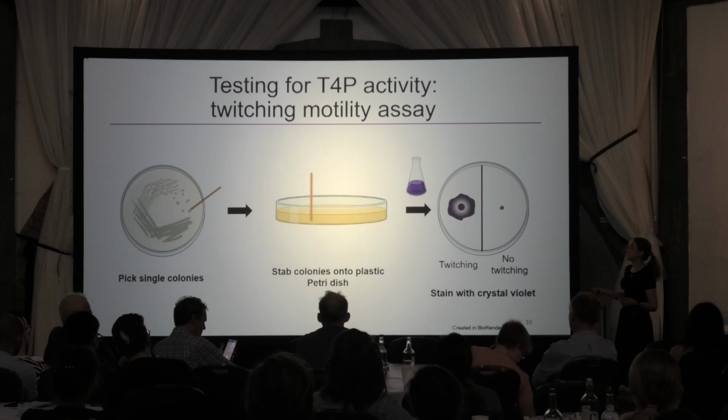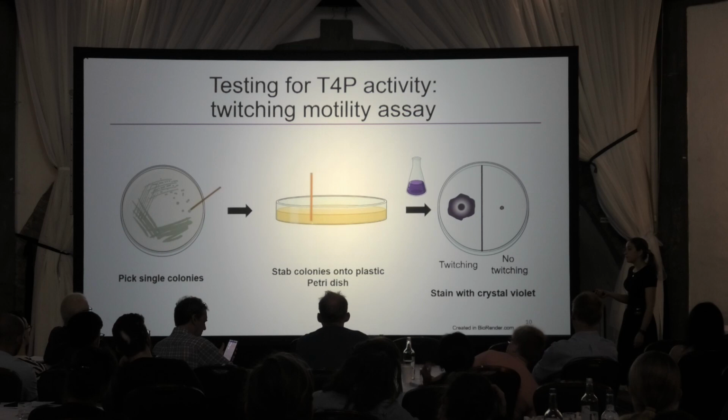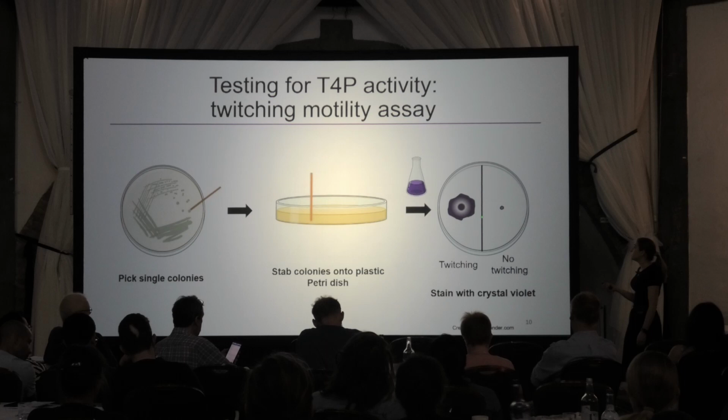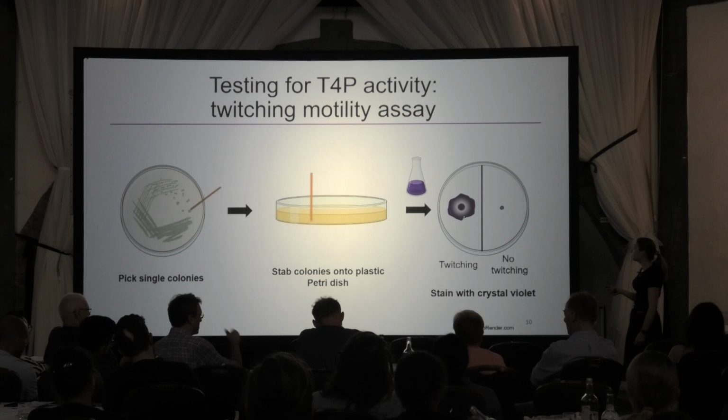To do this assay, it's really simple. You just pick a colony and stab it right through an agar plate to the bottom of a plastic petri dish, and this plastic is the surface that the cells are going to twitch upon. Following the incubation period, you can remove the agar and stain your cells using crystal violet. If the cells are twitching, you see the formation of a ring around where you initially inoculated your colony, and you can measure this diameter and use it as a readout of pilus activity.